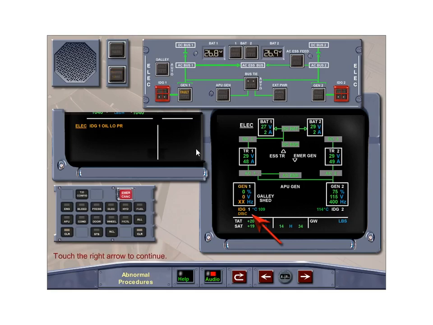When the IDG is disconnected, the fault light on the generator 1 push-button switch will illuminate. The ECAM electrical page will display 0 voltage and frequency for generator 1, and the main galley is automatically shed due to one generator operation. The IDG indication will display disconnect in amber, confirming the IDG has been disconnected.